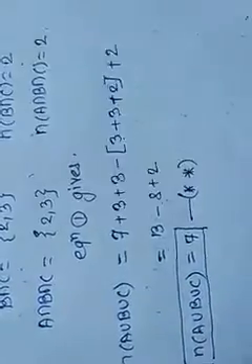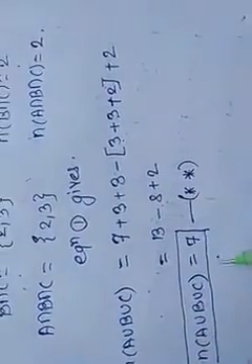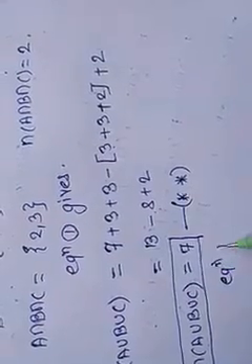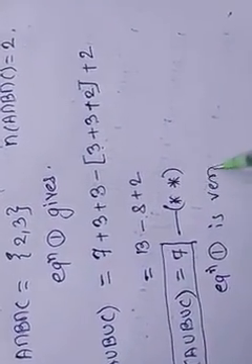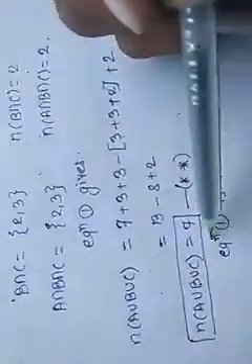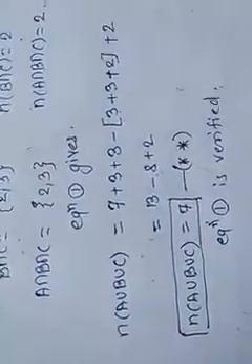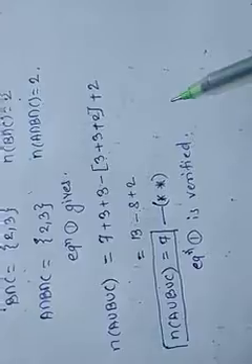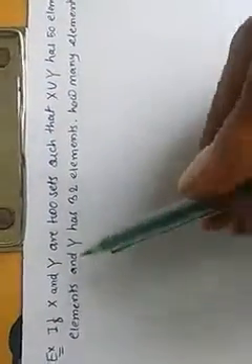Okay, so from star and double star we can say that equation number 1 is verified. Because n of A union B union C, by using union of sets, we get 7, and by calculation also we get 7. So our addition principle is verified. Okay, now consider the next example.